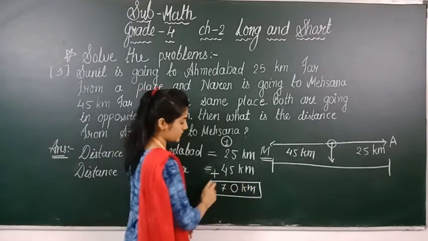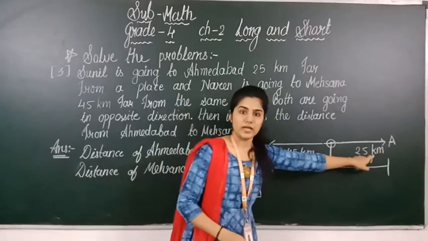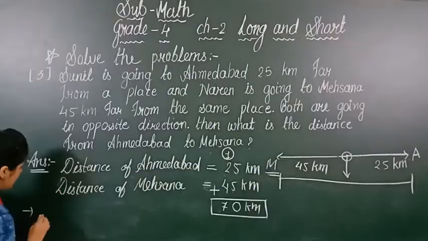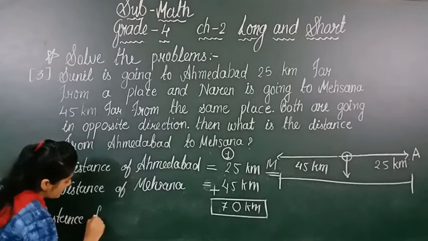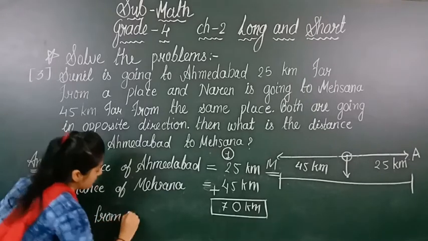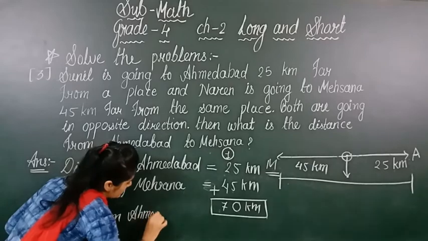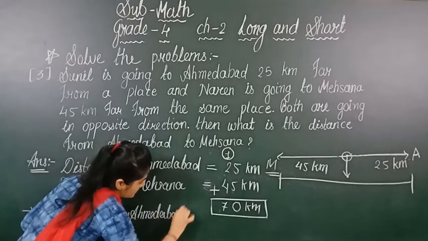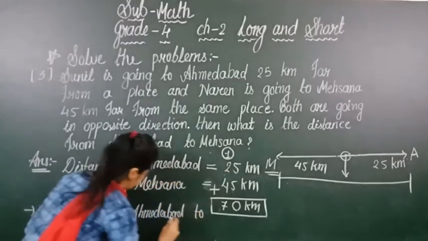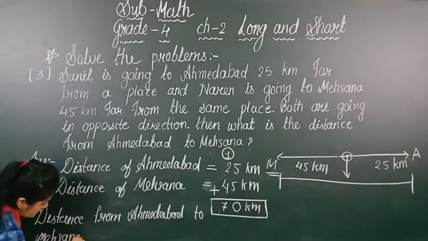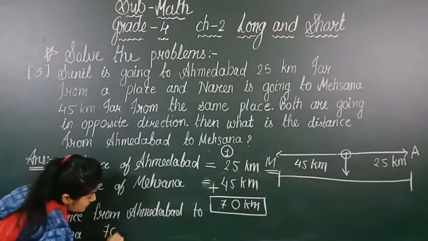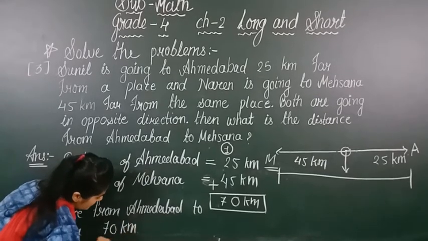Now this is the distance between Mehsana and Ahmedabad. So we write here: the distance from Ahmedabad to Mehsana is 70 kilometer.